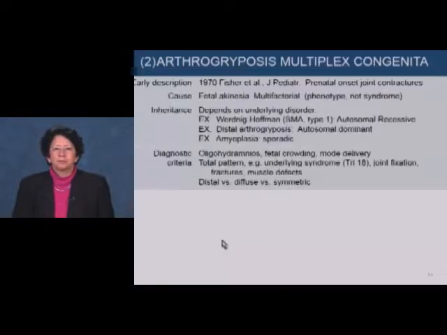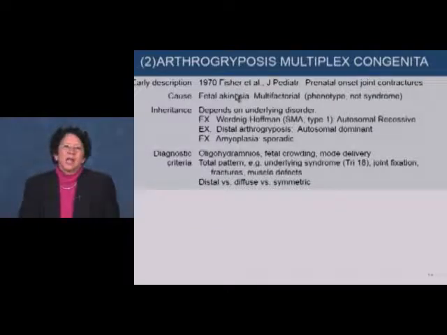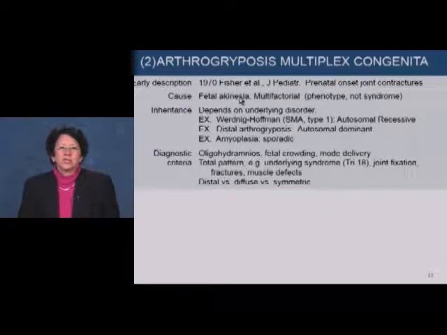To move on, number 2, I'd like to talk about arthrogryposis multiplex congenita, or multiple congenital contractures. So this differs from contractures that may occur later in life. Described in 1970, the cause varies. It basically is related to fetal akinesia, not moving in utero. It's multifactorial. It's a phenotype, not one syndrome.